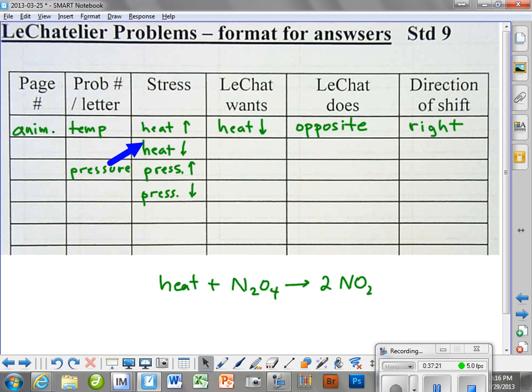This is probably going to get a little easier for you each one we do. We're going to do this one now, and when the heat is down, of course, we want the heat to go back up. That is, LeChat wants it to go back up. And because heat is on the left, we have to go same to increase heat. And same, in this case, is on the left. And so our shift is going to be a left shift. The more of these I do, the easier it will get for you.